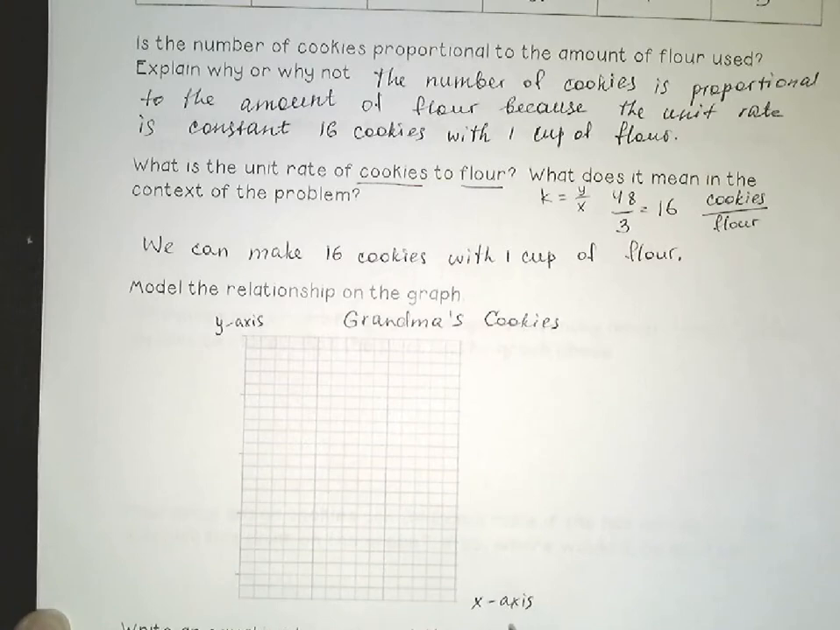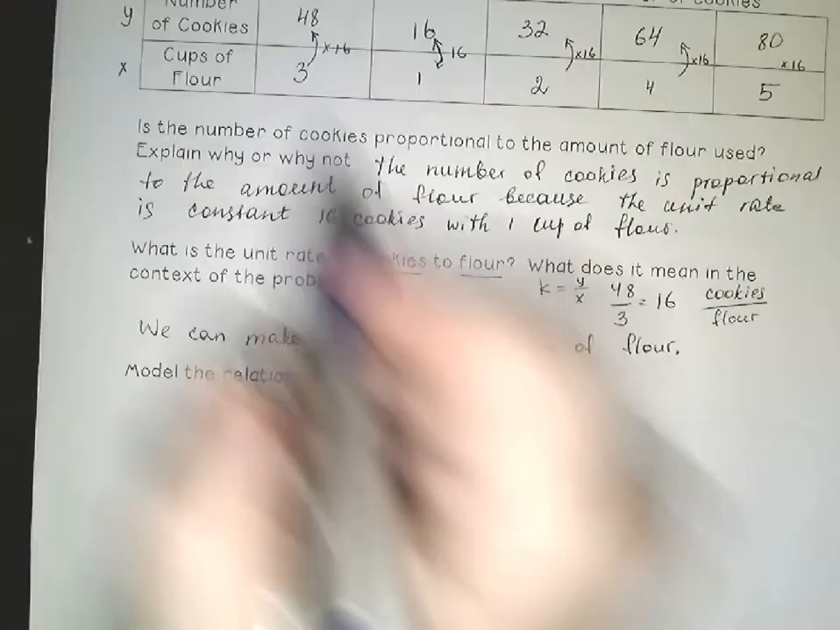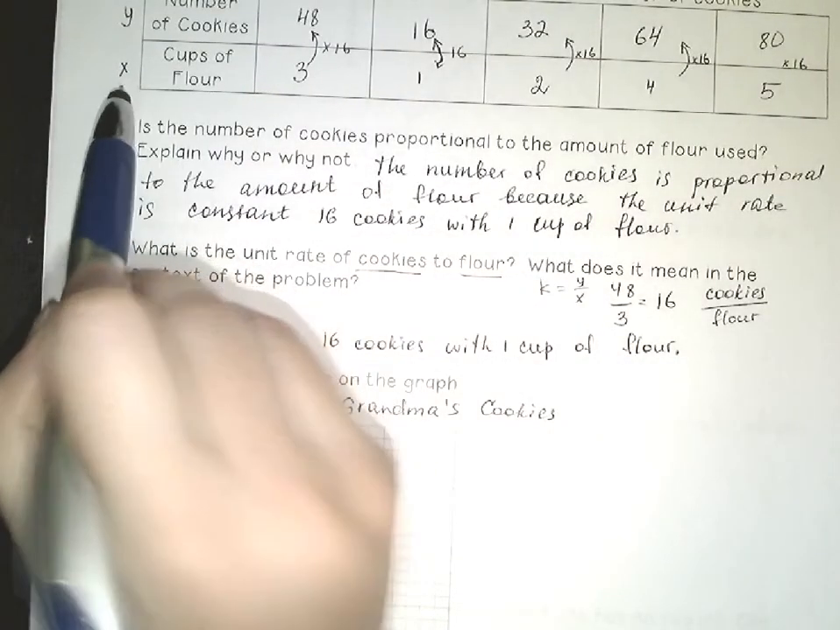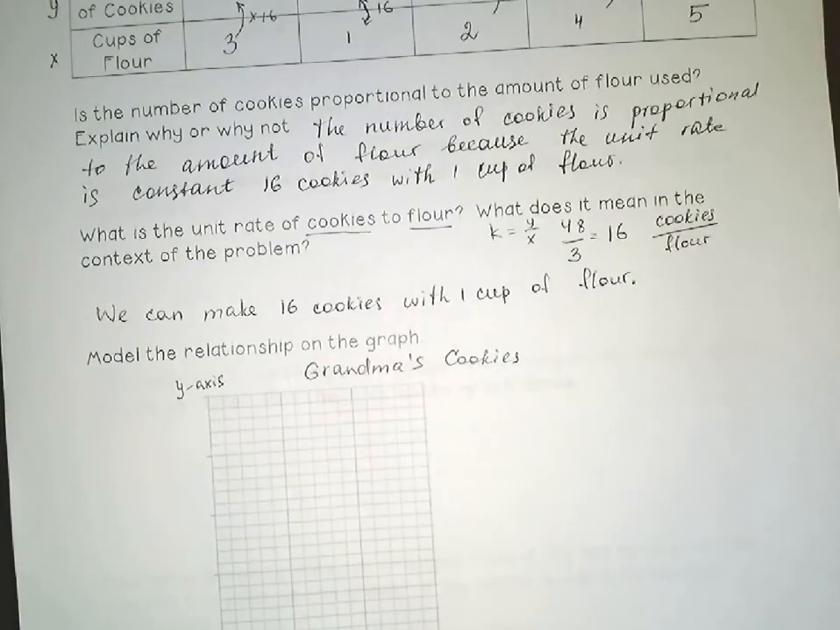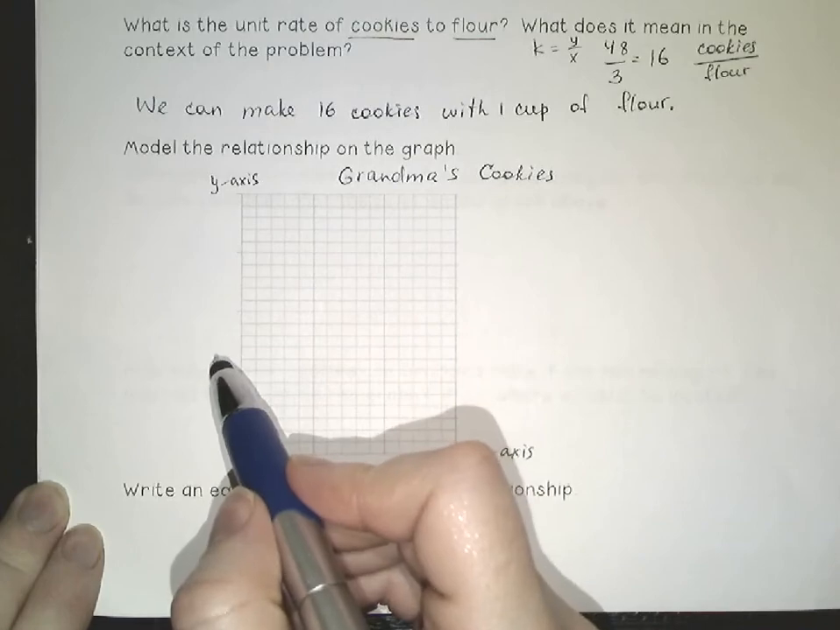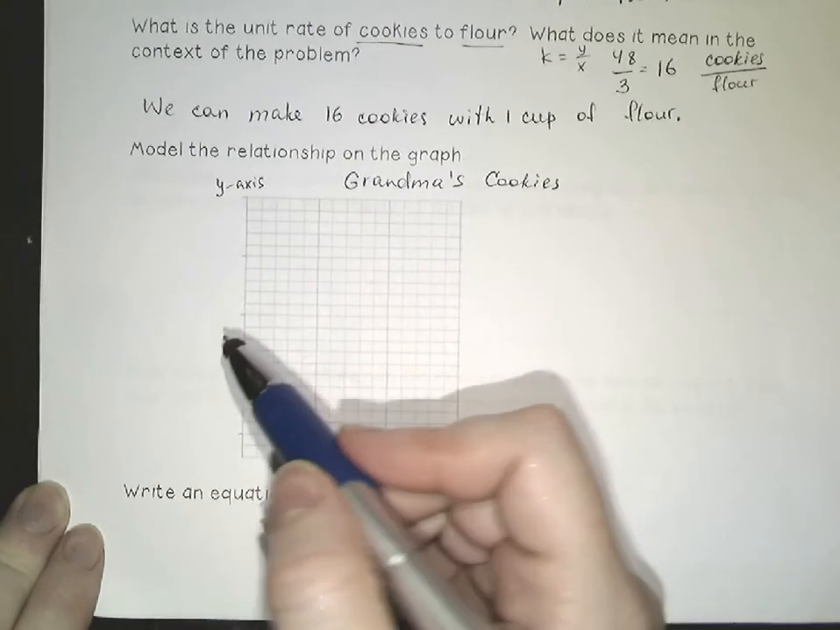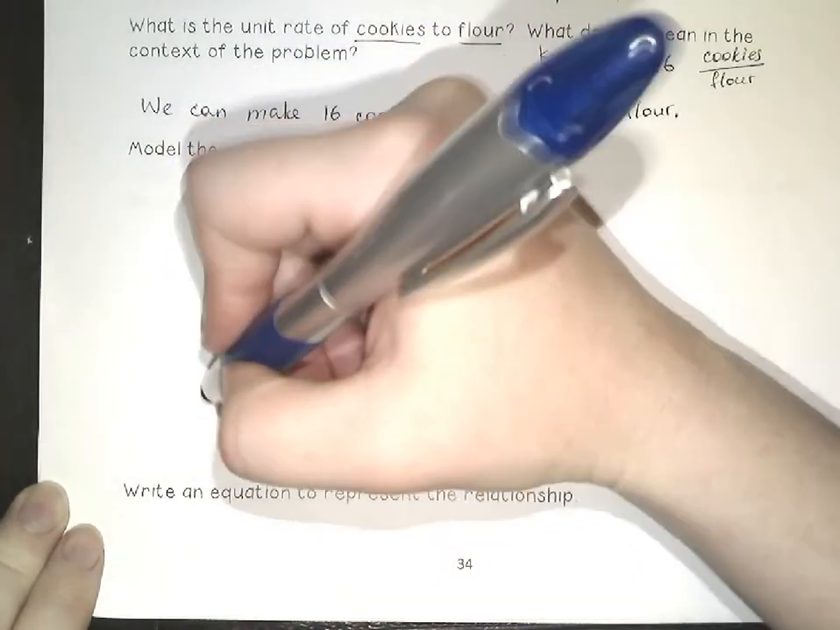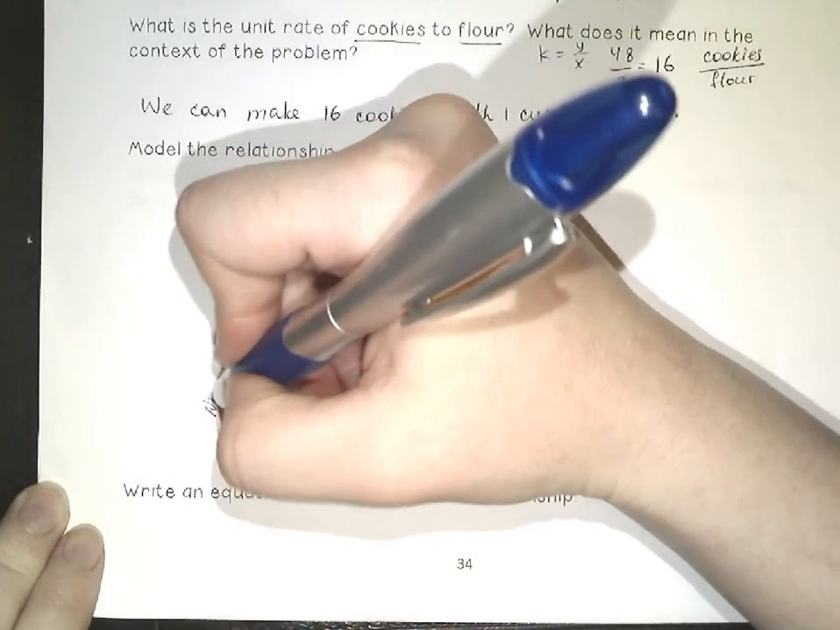On the x-axis, since we have flour as x, we will put the amount of flour, cups of flour. You can see that here. And on the y-axis, since we had number of cookies marked as y, we don't change that. So number of cookies.